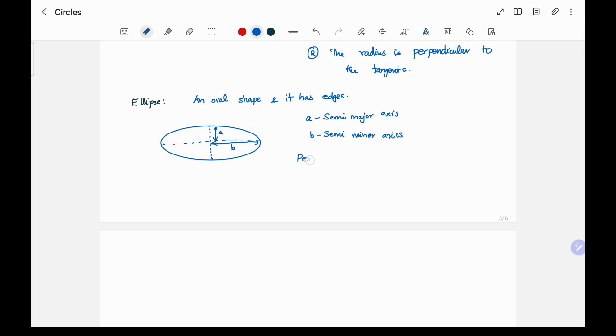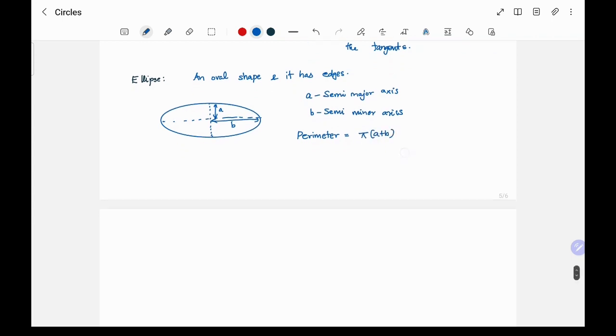And the perimeter of an ellipse is given by pi into A plus B. So for a circle, A is equal to B is equal to R, right? Then we'll get 2 pi R. Similarly, can you guess the area of an ellipse? Yes, it is pi into A into B. So in that case, it will become pi R square for a circle. Okay.